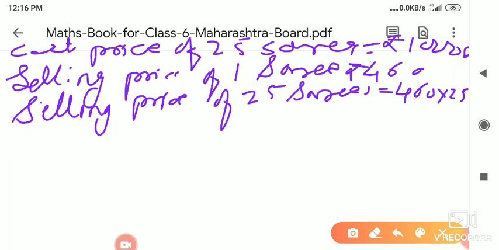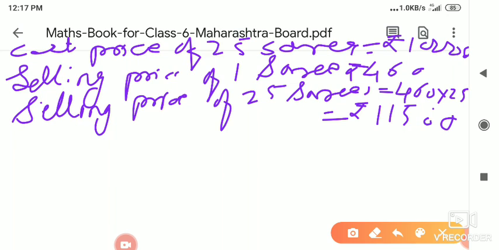Now I had written this already and it was deleted by mistake, so we have to do the multiplication. 25 into 0 is 0. 25 sixes are 150, 0 is here, 15 carry. And 25 fours are 100, 100 plus 15 is equal to 115. That I will write here, 115. So the selling price of total 25 saris is rupees 11,500.